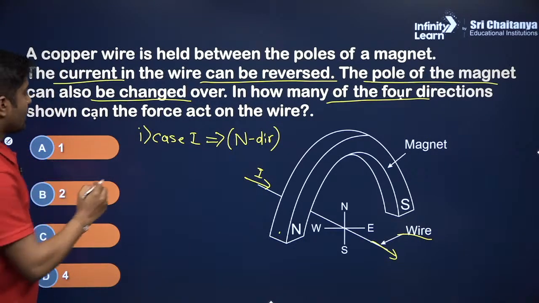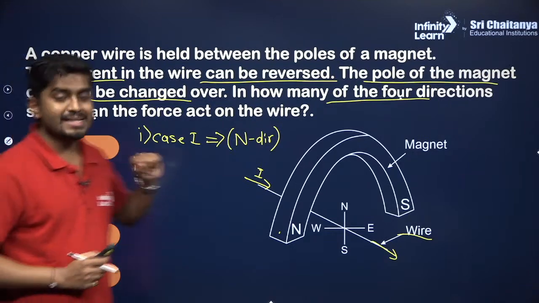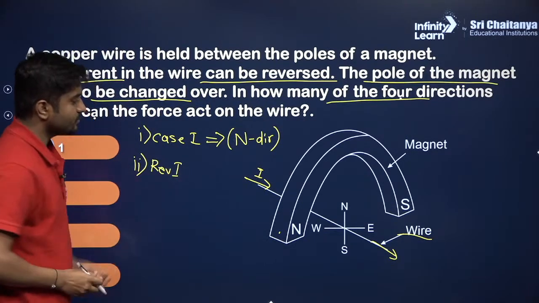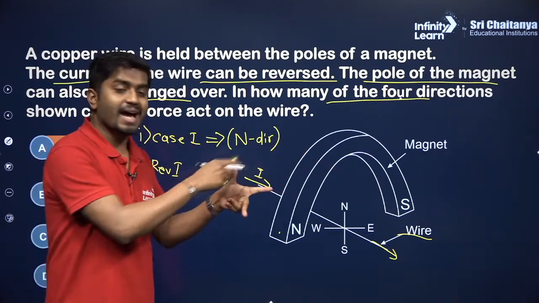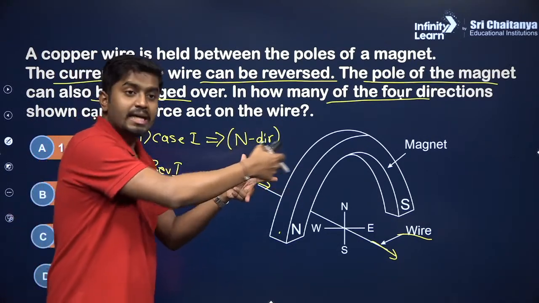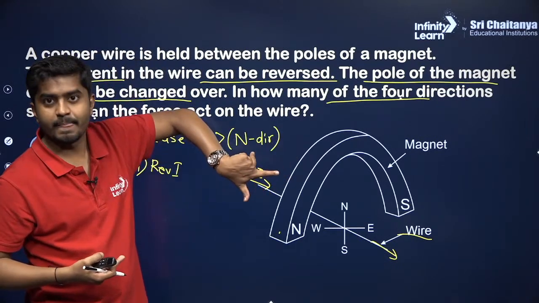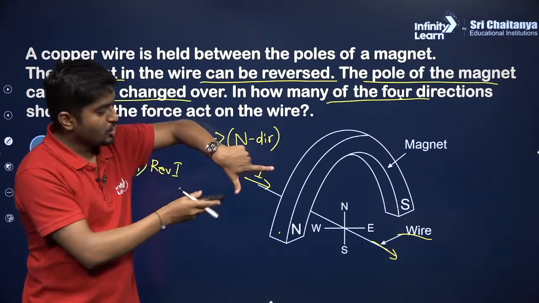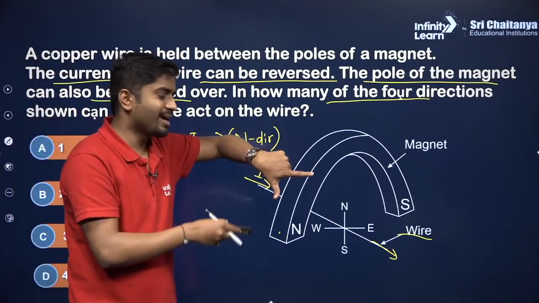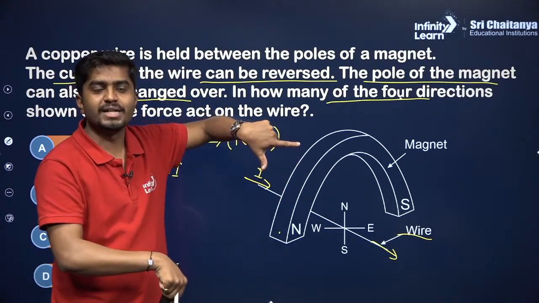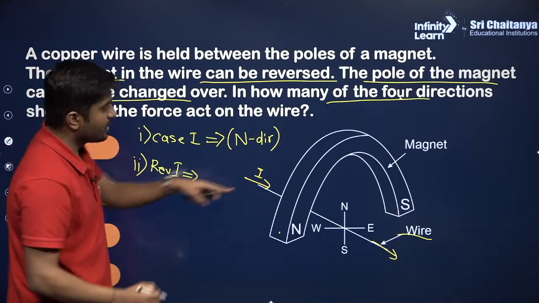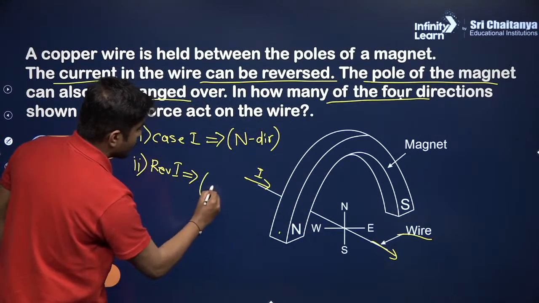Okay, so now case number two. In case number two, we reverse the current. When you reverse the current, again same FBI, but the magnetic field is still the same. So you have to rotate the hand, keeping the magnetic field constant. Current is now going into the page. So the thumb is pointing downwards. When you reverse the current, what will happen to the direction of force? Force will be towards south direction.